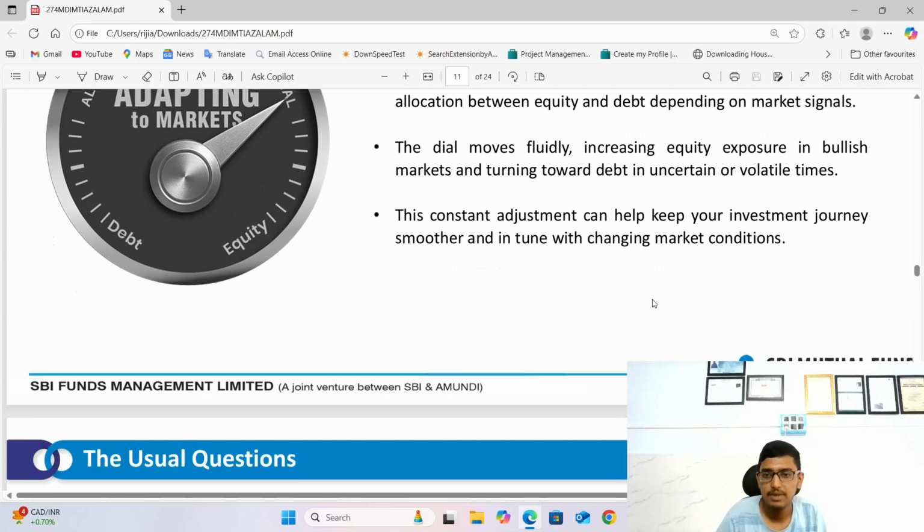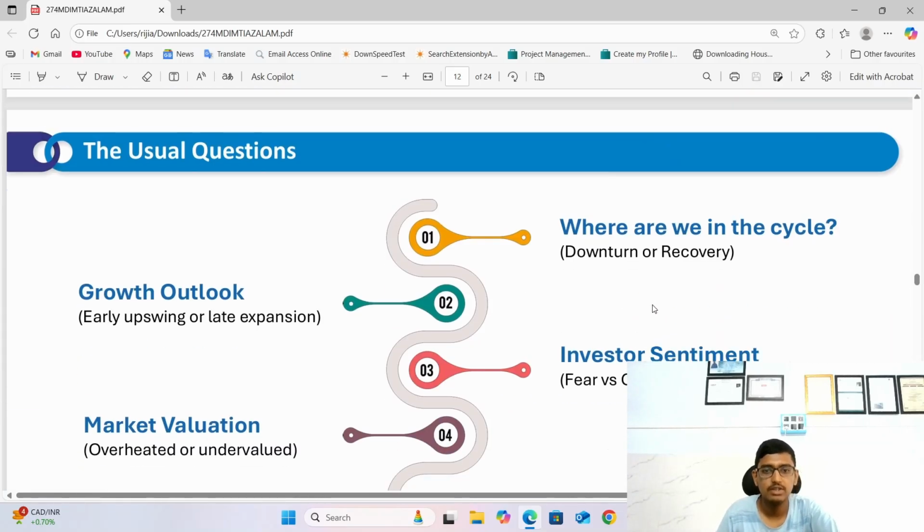This constant adjustment can help you keep your investment journey smoother and in tune with changing market conditions. So what happens when you invest in this fund? This constant adjustment helps you to keep your investment journey smoother and in tune with changing market conditions. The usual question: where are we in this cycle, downturn or recovery?